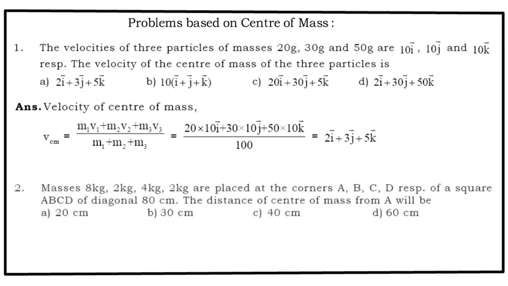Let us see the next problem based on the same concept. Masses 8 kg, 2 kg, 4 kg and 2 kg are placed at corners A, B, C, D respectively of a square ABCD of diagonal 80 cm. The distance of a center of mass from A will be. The options are right in front of you. Let's see the solution which is there in the next slide.